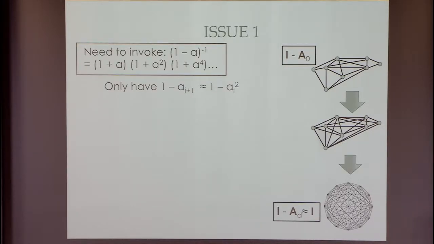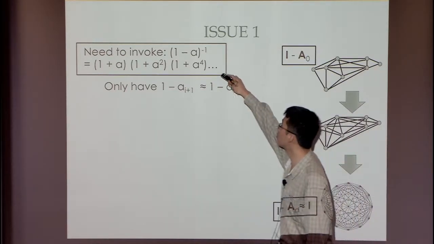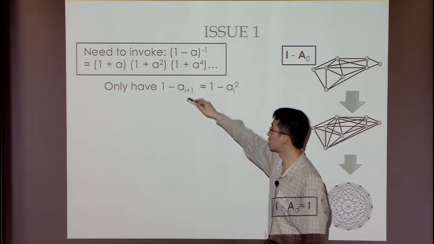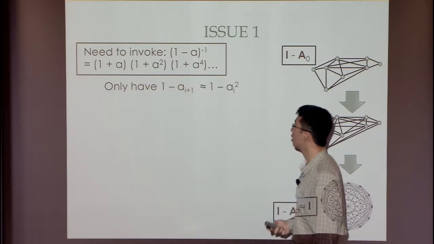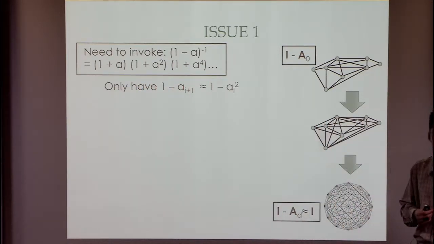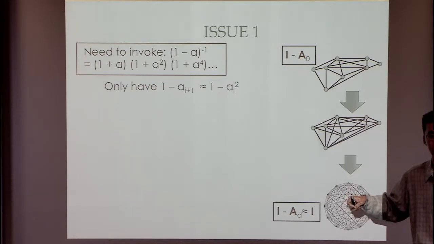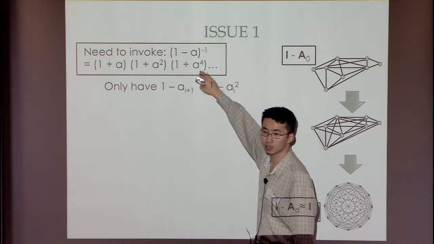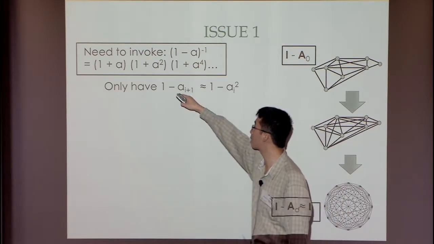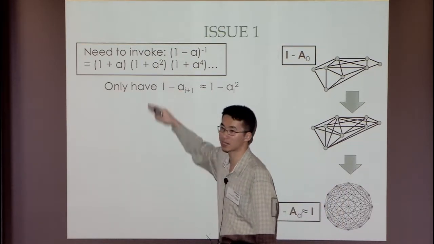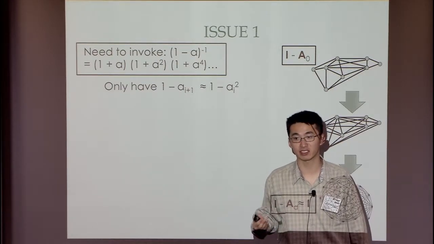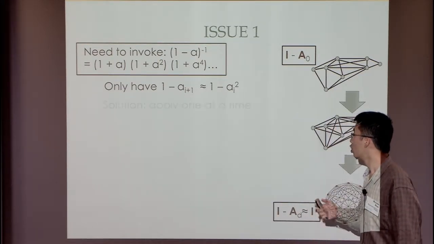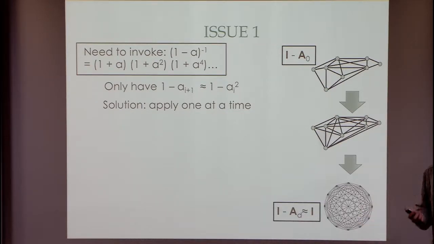So recall that we want to compute an approximation to (I minus A) inverse, which is equal to these products. And the only condition that we have is that I minus A_{i+1} is approximately the same as I minus A_i squared. So our intermediate condition doesn't even look like the factorization we have. We can't just say I plus A is roughly the same as I plus A squared. So what we do is we apply this kind of condition gradually, one at a time.